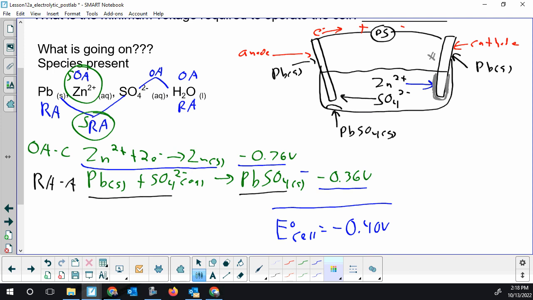So observation-wise, the cathode would be getting heavier because we're zinc plating it. The anode would be getting lighter because it's a reactant and we're consuming it. pH wouldn't change. There's no hydroxide or hydronium H+ in this. So it would be a neutral solution the whole way through.